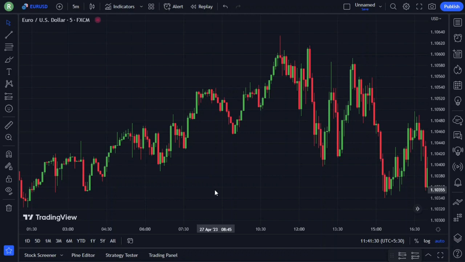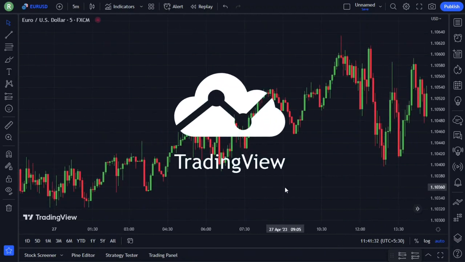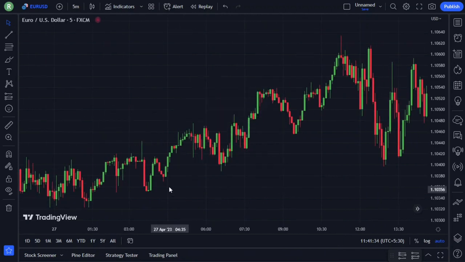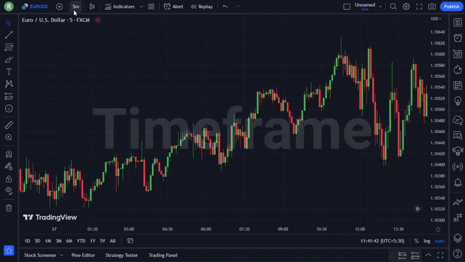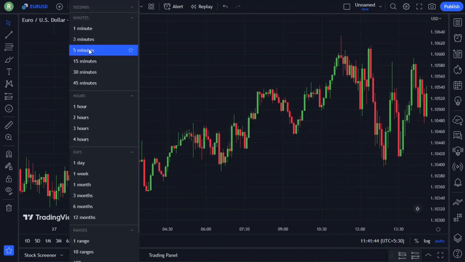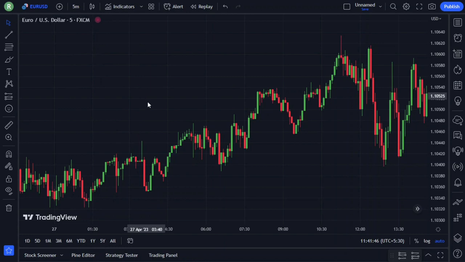The first thing you want to do is open the trading view and select the pair you want to trade. Choose whatever pair you want, as this strategy works well on any pair. Next, select the time frame. For this strategy, you can use any suitable time frame for you. Here I've opened a 5-minute chart of the Euro USD, but feel free to experiment with other time frames.